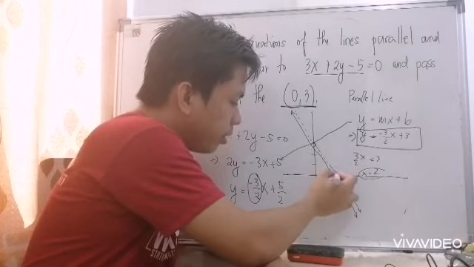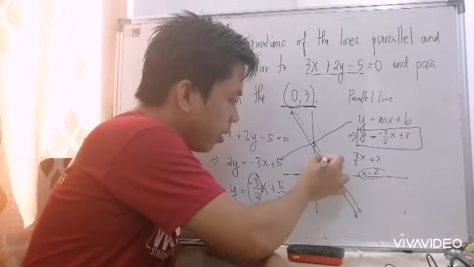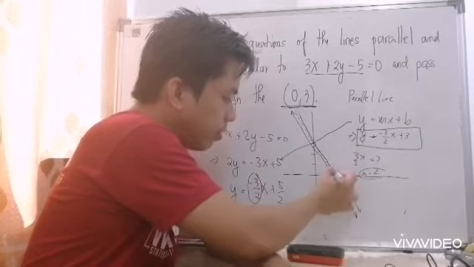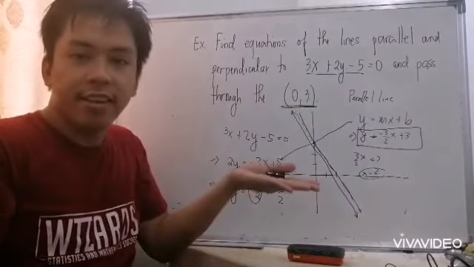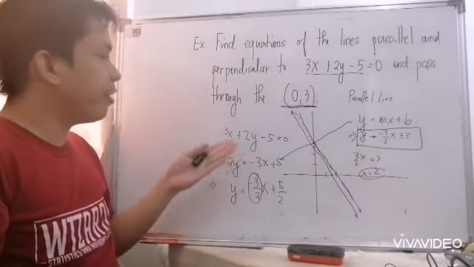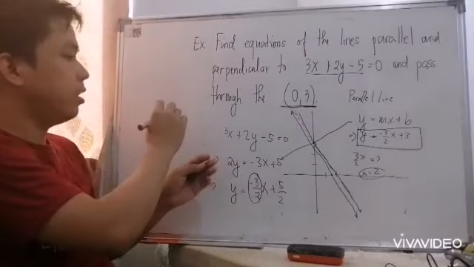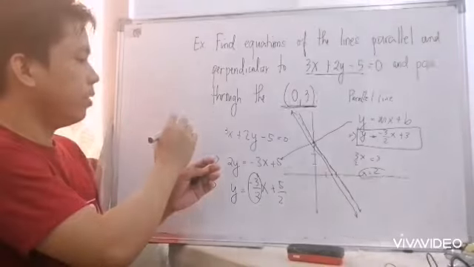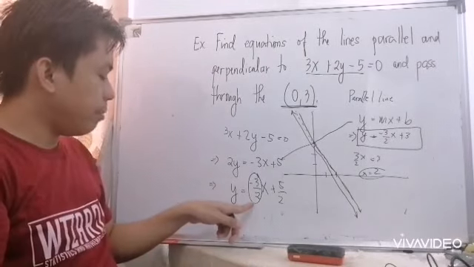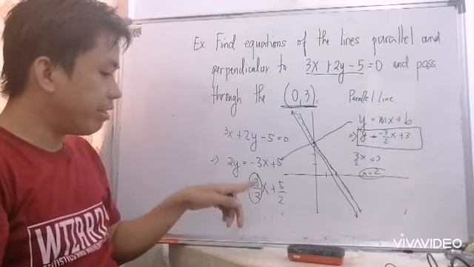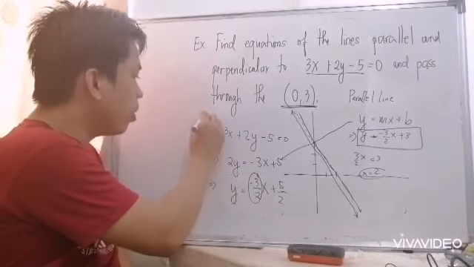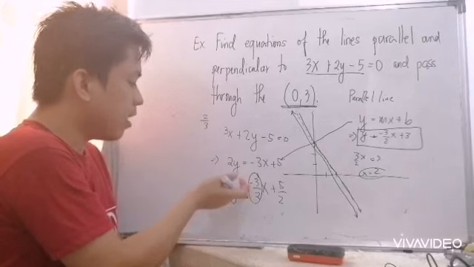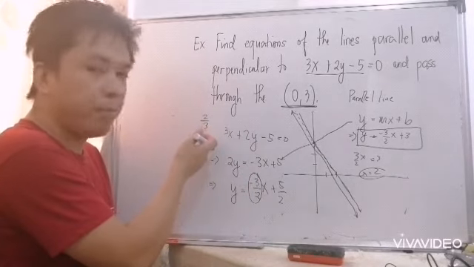So therefore, this is where the line passes through. So this is now the graph of the line parallel to the equation. That's it. Now, if we have to solve for the perpendicular line, the slope becomes the negative reciprocal. So get the reciprocal of this, you get 2/3. This is negative, so negative with negative becomes positive.